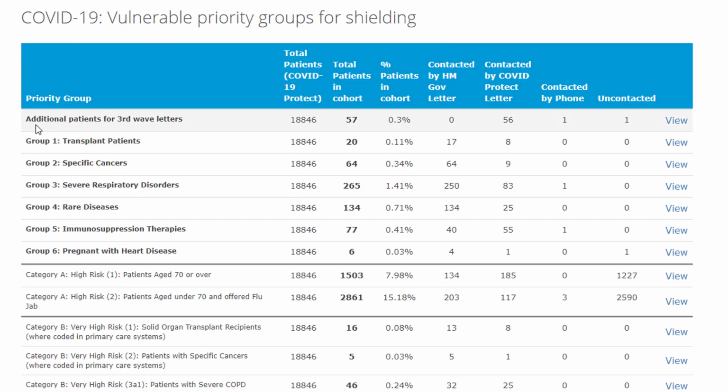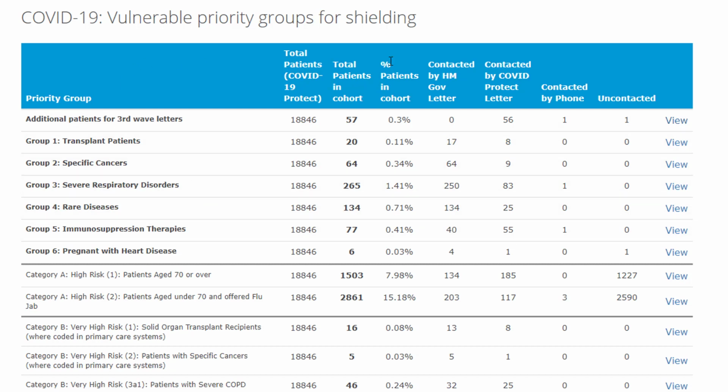So this group, additional patients for third wave letters, was a group that we originally didn't have when we started using Eclipse. And these were the letters that were sent out at the end of April. We had already contacted most of these through one way or another, and we expect to find that when we get the fourth and fifth wave letters, which are due to be, the information's due to be uploaded over the next week from NHS Digital, that our figures will change and we'll need to review those.